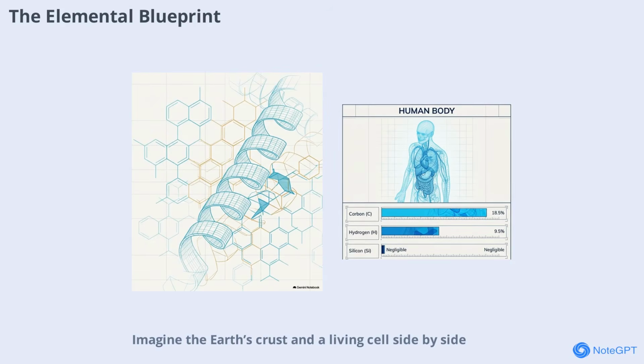Imagine the Earth's crust and a living cell side by side. If you analyze their elements, you'll find the same building blocks: carbon, hydrogen, oxygen, and more. But here's the twist: it's not just what elements are present, but how they're arranged and in what proportions that makes life possible. In living tissue, these elements are organized into intricate frameworks, forming the foundation for all biological activity. This elemental blueprint is what separates the living from the non-living, setting the stage for the complex machinery of life.